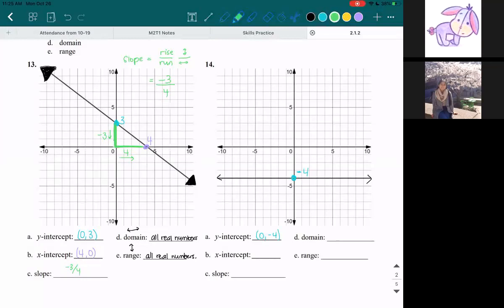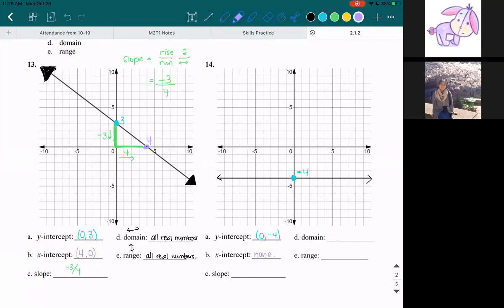Then for the x-intercept, that's where we touch this line. This is our x-axis. But since we have a flat line that's parallel to the x-axis, we will have no x-intercept. None. We do not touch the x-axis, so there is no x-intercept.